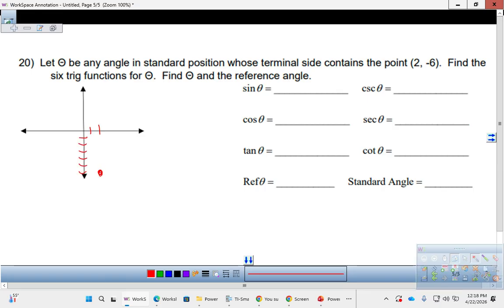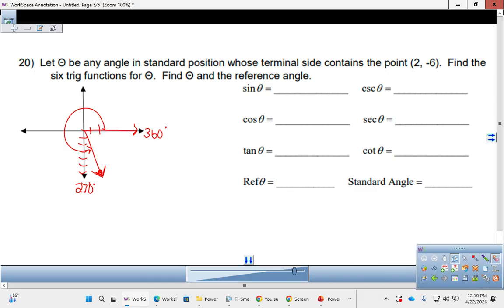So the x value of 2, the y value of -6 puts us here. Remember, this is the initial side. The angle I'm working with starts here on the initial side and works its way around. It's almost 360, but not quite the full circle. What I know about this angle is it falls in quadrant 4, which is somewhere between 270 and 360 degrees. So when I get this final answer here, I know it should be something between 270 and 360.